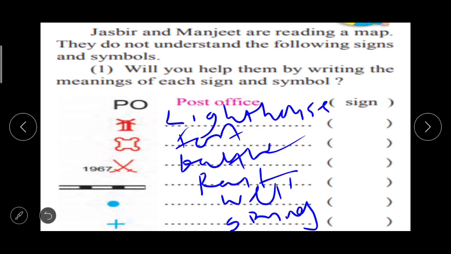In today's topic we people discussed about the maps, and in maps about contour line method, layer tinting method, digital elevation model, conventional signs and conventional symbols.